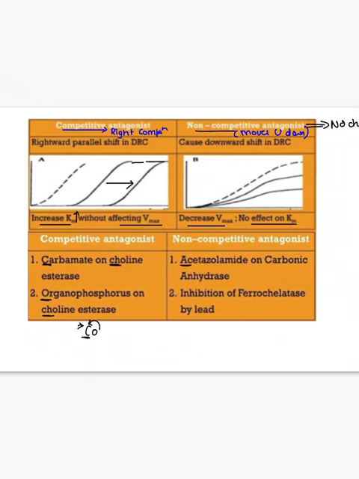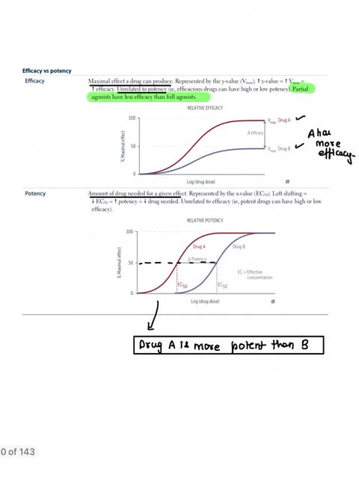Now non-competitive, what is the mnemonic? Example: acetazolamide on carbonic anhydrase and ferrochelatase inhibition by lead. I think you can recall this from your heme lecture when we talked about the porphyrias. We have already discussed this, if you can recall your heme lecture of biochem.